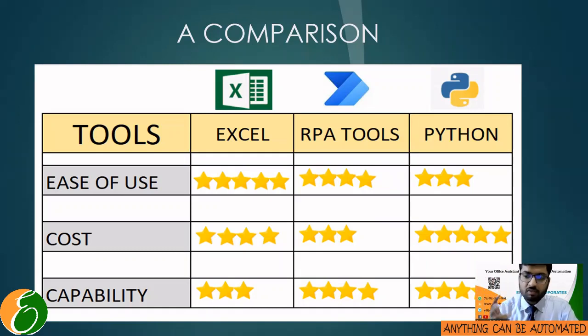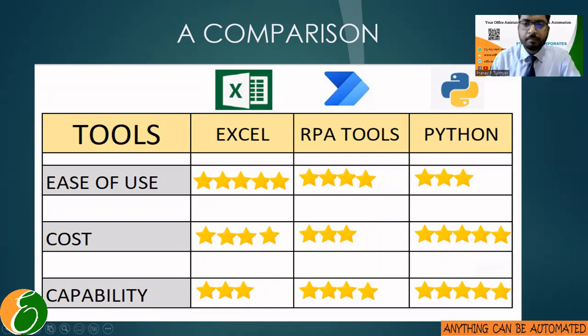I've made a comparison on three main aspects of what these tools can do. Talking about ease of use, Excel has 5 stars, the easiest to use of all the tools. RPA has 4 stars. It is quite easy because we don't need to code, it's click, drag and drop. It is a bit harder than Excel, but easier than Python. Python is the hardest of these 3. Python is still easy to use, but compared with Excel and RPA tools, it's definitely harder, so I give it 3 stars out of 5.